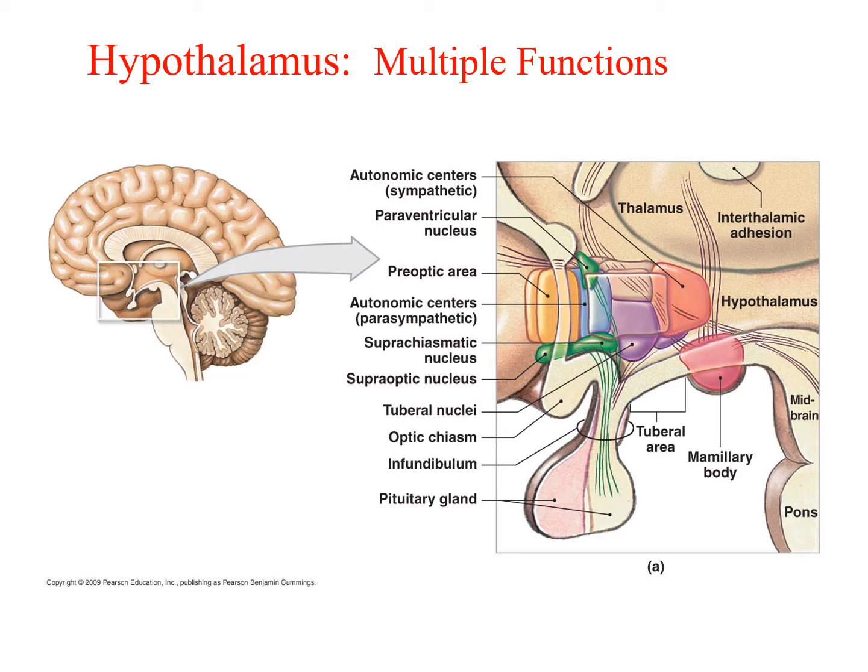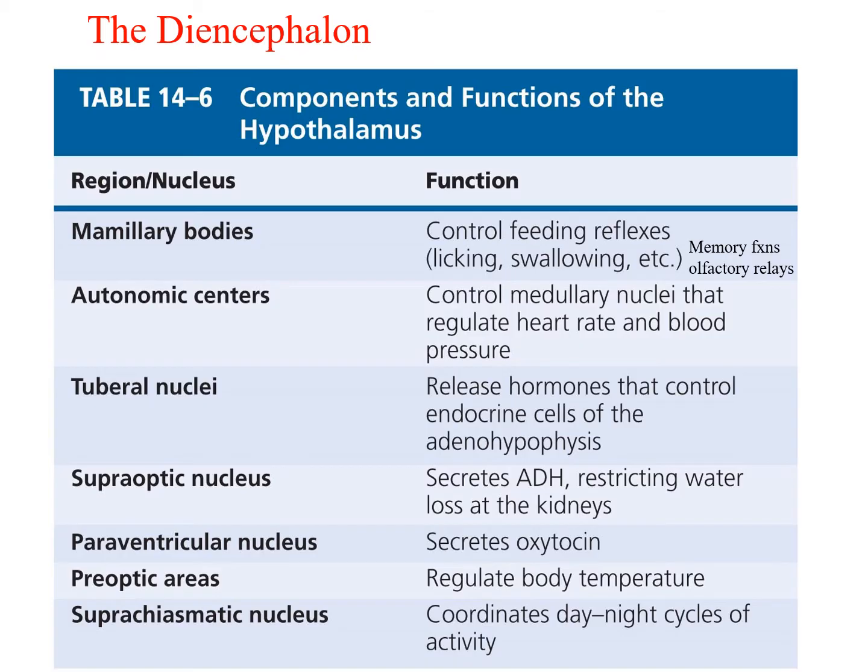So, of these areas of the hypothalamus, there are two that I would like to focus on, both sympathetic and parasympathetic centers. And you can see these highlighted by the red asterisks. So again, what do these different nuclei and centers do? In the hypothalamus, the mammillary bodies control feeding reflexes, licking, swallowing, etc. Again, the autonomic centers we've discussed.